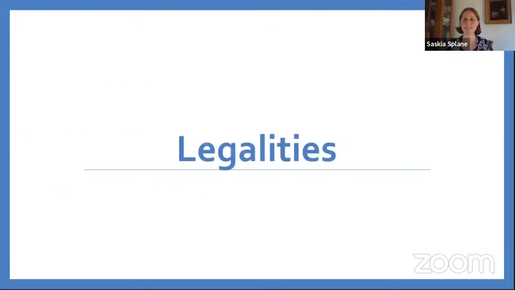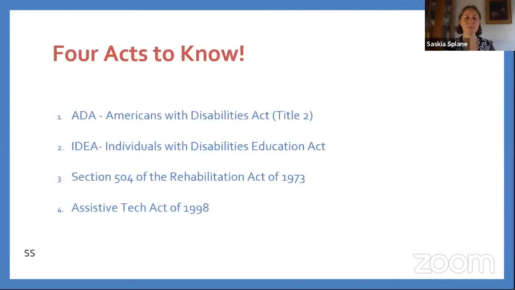So now we're going to get into some of the legalities. We got to get into the legal stuff. We're going to be short about it, but there are 4 acts that we need to know. We need to know the ADA, the Americans with Disabilities Act, Title II, the IDEA, the Individuals with Disabilities Education Act, Section 504 of the Rehabilitation Act of 1973, and the Assistive Tech Act of 1998.